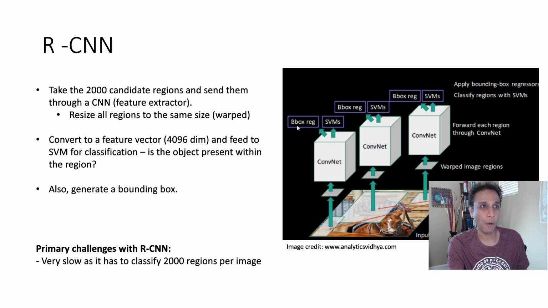In addition to that, there is a bounding box regressor that moves the bounding box around and says, okay, this is where you have the maximum probability of this bounding box to be located. So these are the two things that it does after the feature extraction. I hope that makes sense. In summary, each and every one of these 2000 regions goes through the feature extractor, classifier, and bounding box regressor. Now you can see why this is slow. It has to classify 2000 regions per image: 2000 regions, 2000 feature extractors.